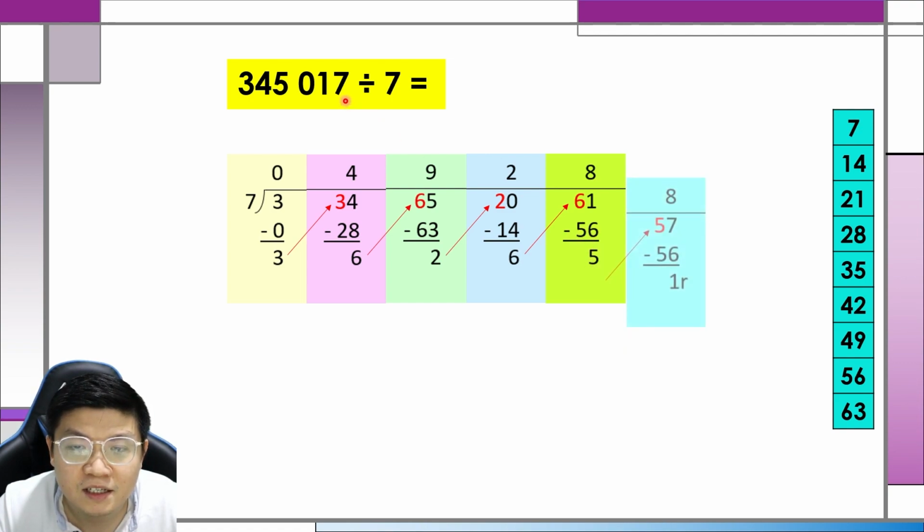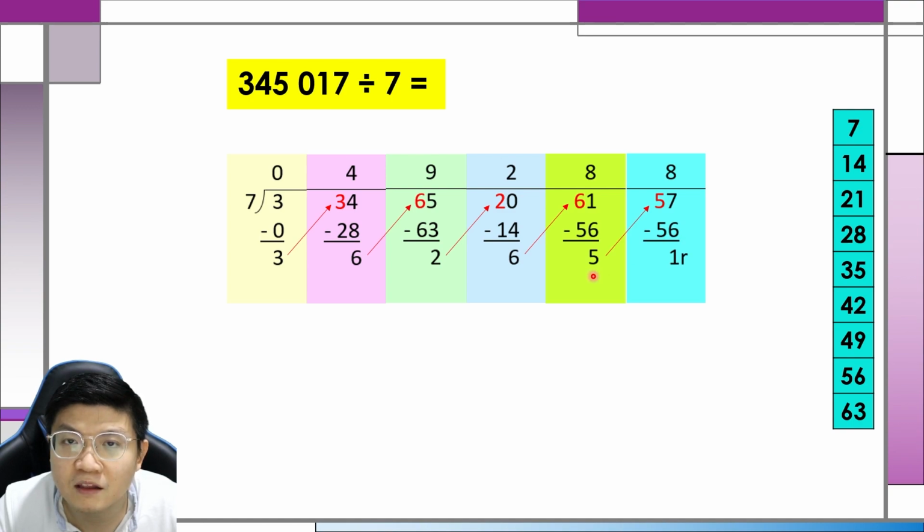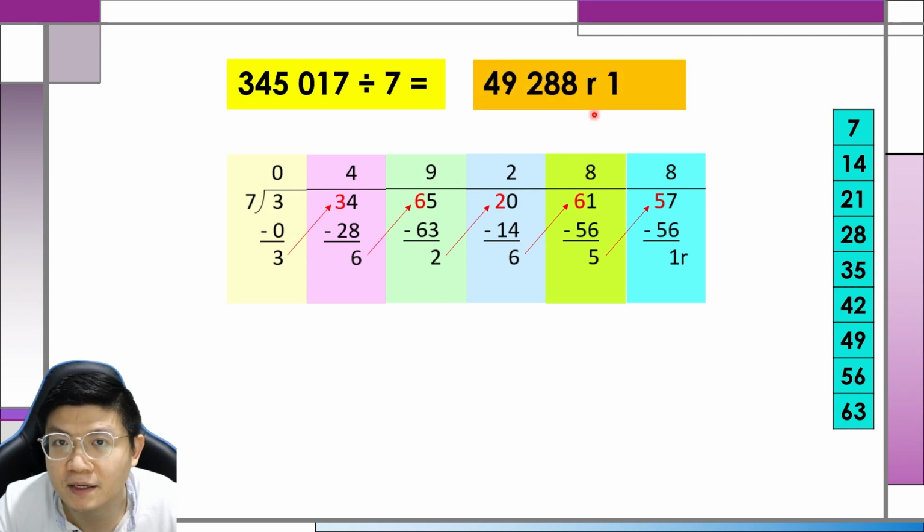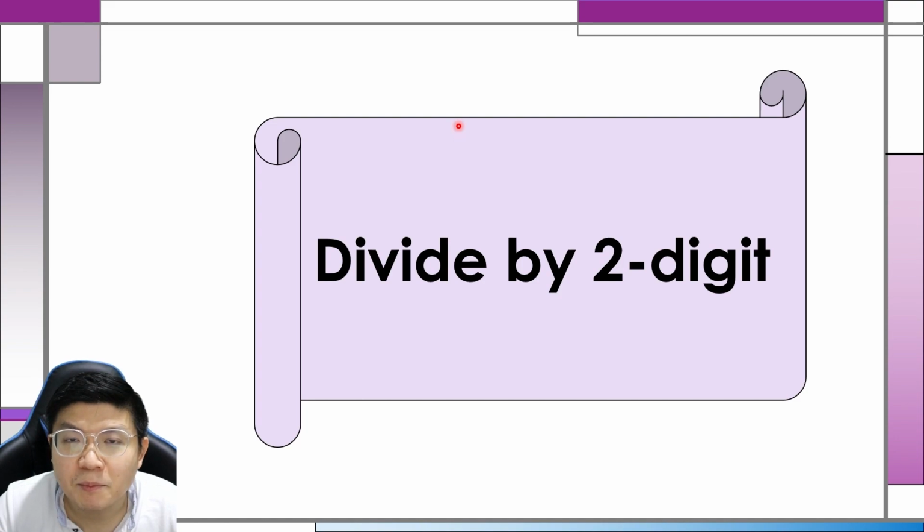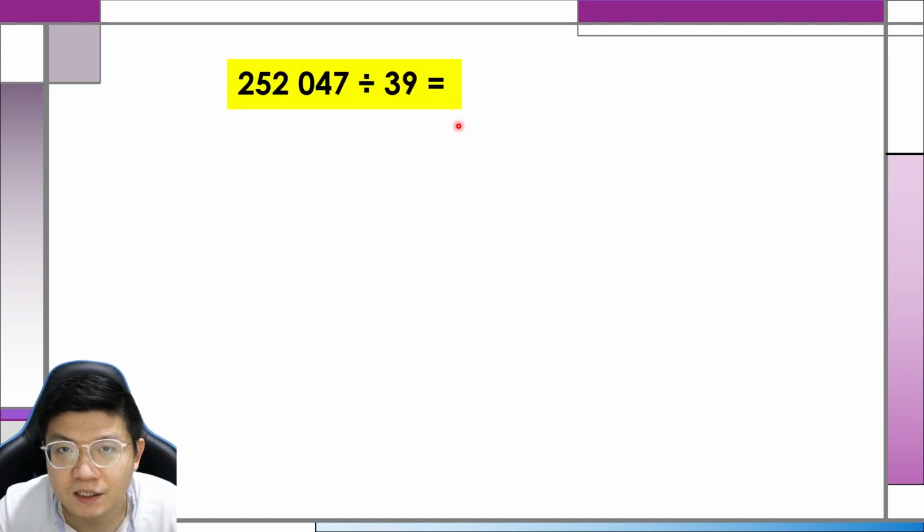Last digit is 7. So combine with the remainder 5 becomes 57. So look for the table. The closest I can choose is 56, which is 7 times 8 again. So 7 times 8, 56 minus, and then left 1. Now I put R here because that is the end of the digit. That's why your answer is actually 49288, remainder 1.